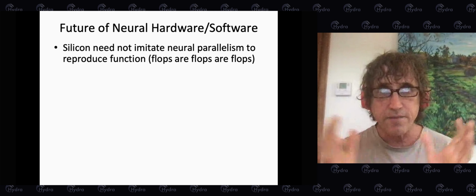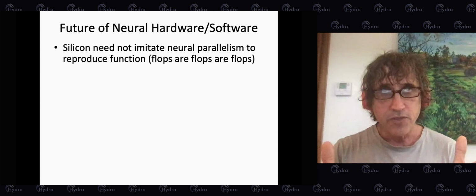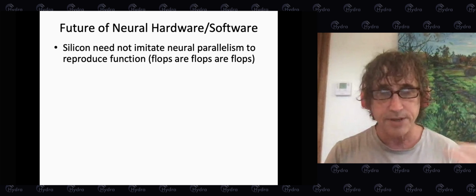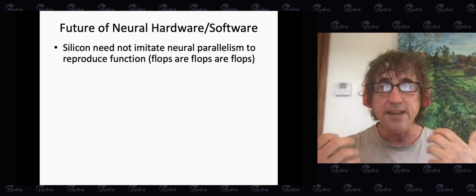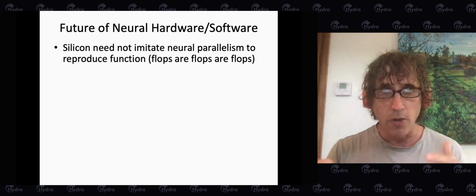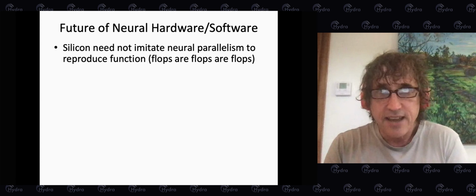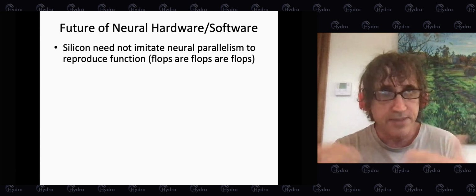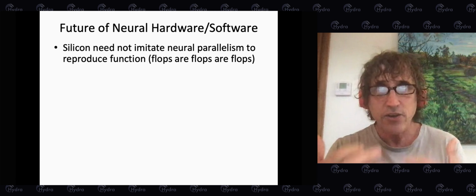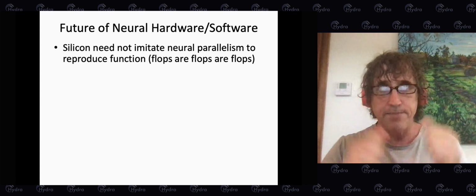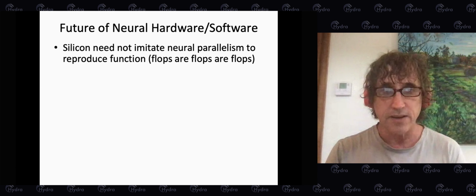So the idea of parallelism in the brain has inspired parallelism in neural networks, but nobody says this is really true. Nobody's kind of there. It seems like as long as I can generate enough flops, I can do the computation, and I don't care if these flops are coming in parallel or in sequence.